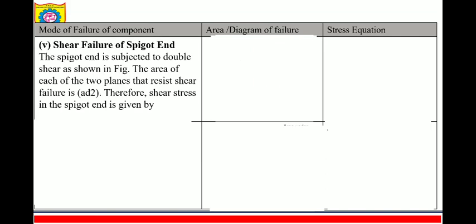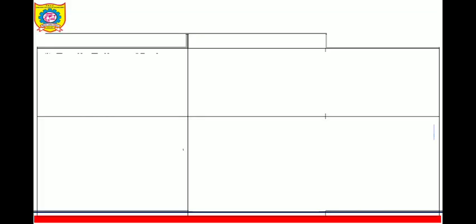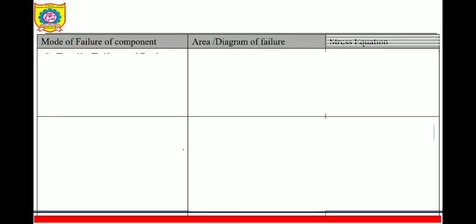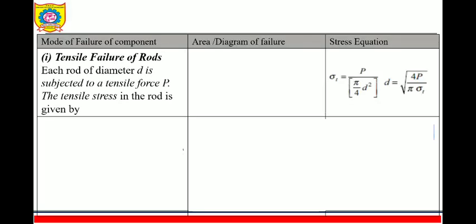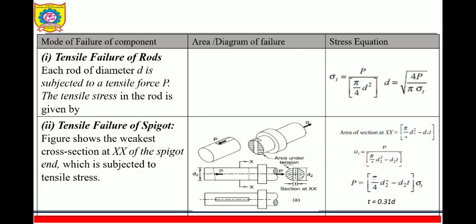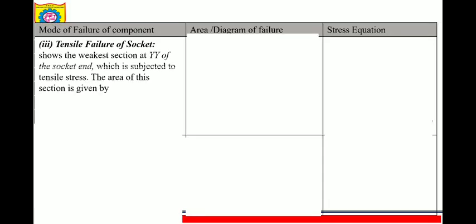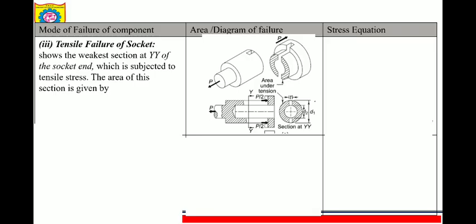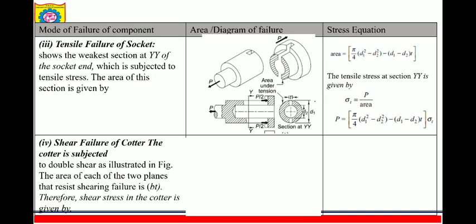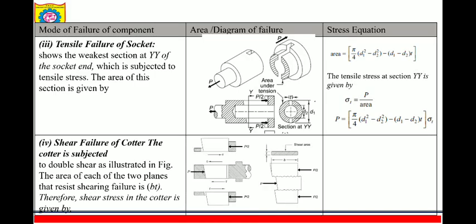Shear failure of the spigot end, and somewhere there will be tensile failure of the rod, spigot, socket, and shear failure of the cotter. So the shear failure formula is known to us.